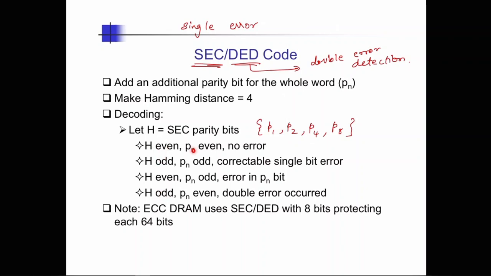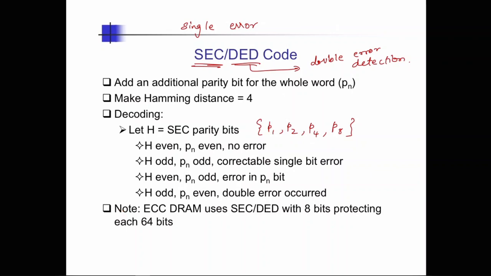H is even, Pn is odd, and so on. For each of these, if we get H as even and Pn as even, that means we don't have an error. If we have H as odd and Pn as odd, then we are able to correct a one-bit error. If we have H as even and Pn as odd, that means we have an error in the Pn bit itself. And if H is odd and Pn is even, then that means a double error has occurred. So those are the four ways we can apply this.